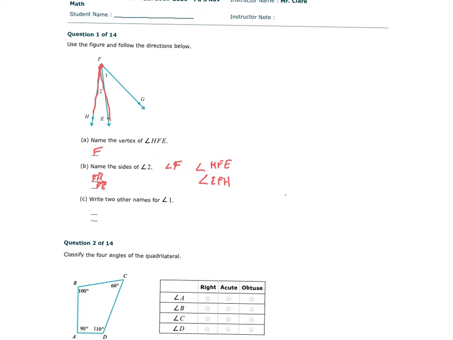Two other names for angle 1. Okay, like we did earlier, angle 1 could also be called angle F. We could also call it angle GFE and angle EFG.